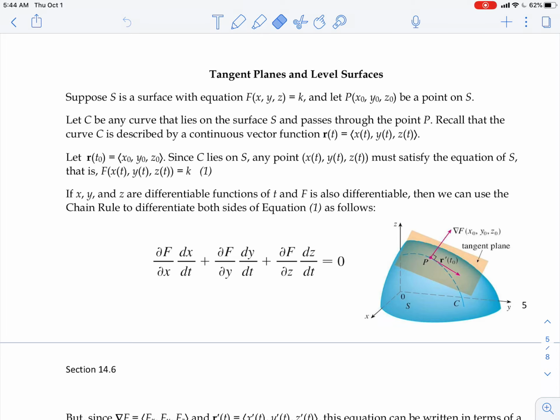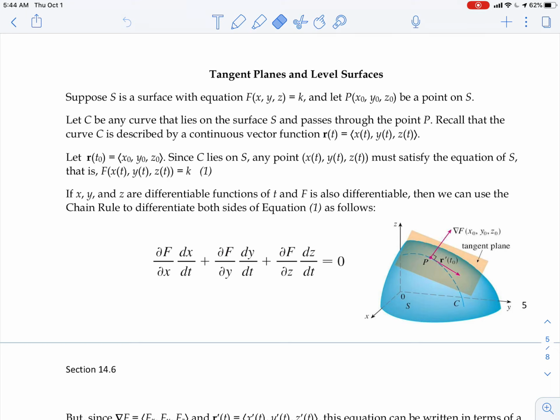Going to page 5, 6. We're going to do the last part of page 5 and page 6 together because they deal with tangent planes and level surfaces. So suppose S is a surface, what we have in blue over here with the equation f of x, y, z equal to k, and let P be a point on that surface.